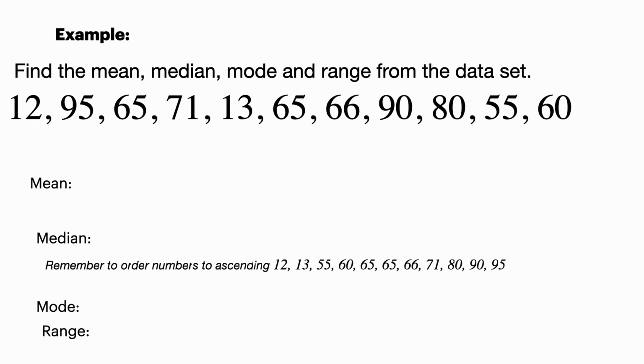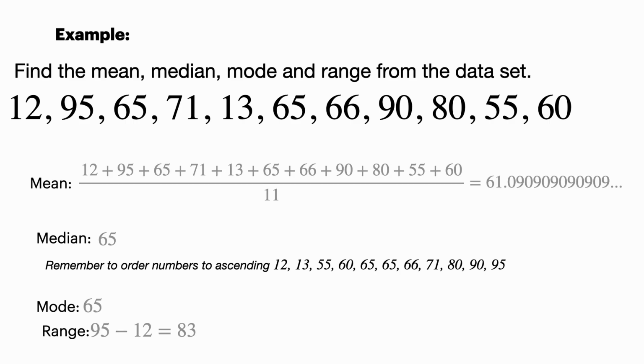Another example: 12, 95, 65, 71, 13, 65, 66, 90, 80, 55, and 60. To find the mean, we add them all up, divide by the 11 numbers we have. To find the median, we have to put them in order, so we've done that. Now that they're in order, we just find the middle number. The mode is the number that occurs the most. In this case, that would be 65. And the range is the highest minus the lowest. In this case, it's 83.